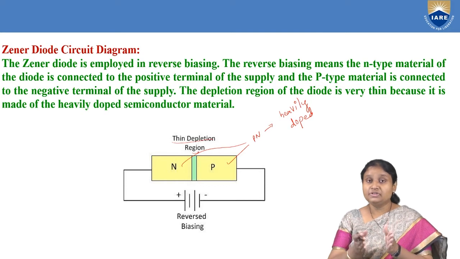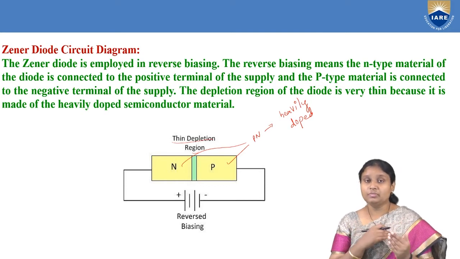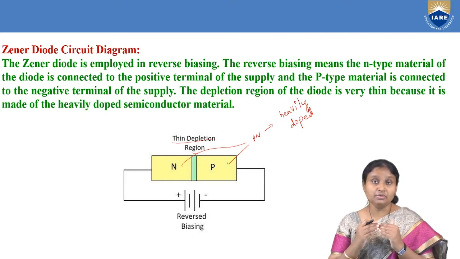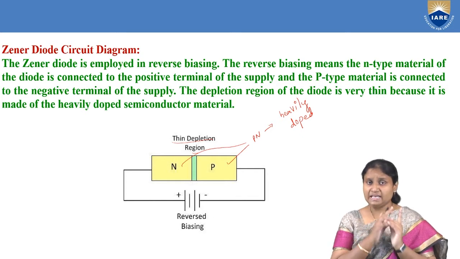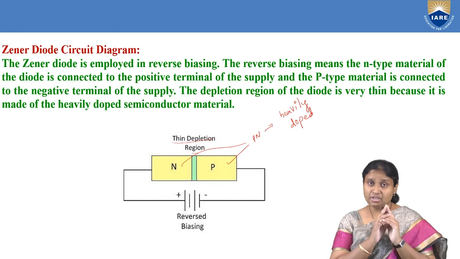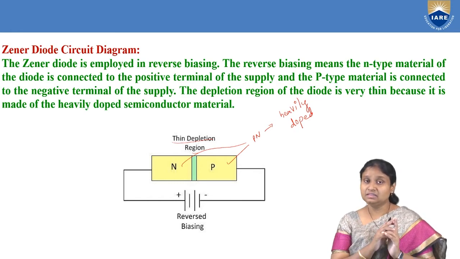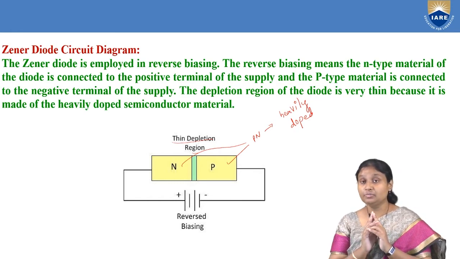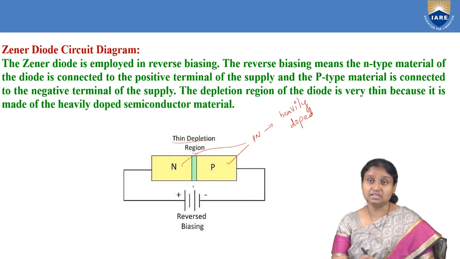So what is the difference here? We can make out two differences between a normal diode and a Zener diode. In a normal diode, doping is light, whereas in a Zener diode, doping is heavy. And in a normal diode, the depletion layer is thick, whereas in a Zener diode, because of heavy doping, our depletion layer is thin. Because here there are plenty of charge carriers taking part in conduction, and the depletion region is the region which is depleted of charge carriers.